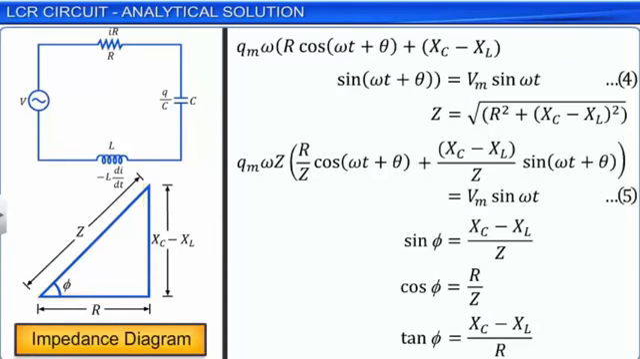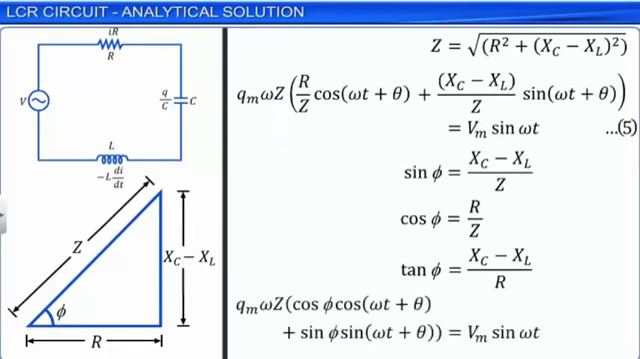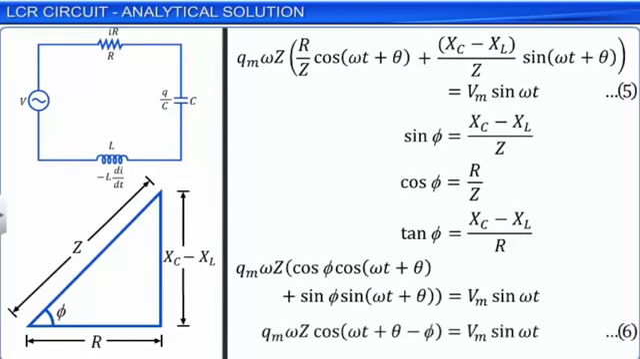Substituting the values of cos φ and sin φ in equation 5, we get Qm ω Z [cos φ cos(ωt + θ) plus sin φ sin(ωt + θ)] is equal to Vm sin ωt. This can now be written as Qm ω Z cos(ωt + θ minus φ) equal to Vm sin ωt. Let this be equation 6. Here, we have used the trigonometric identity cos A cos B plus sin A sin B is equal to cos of (A minus B).